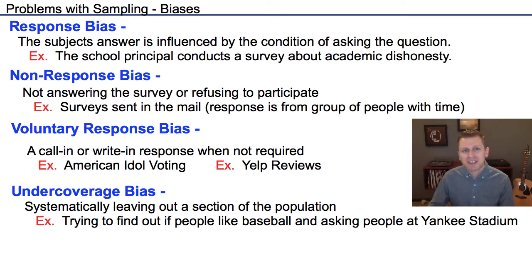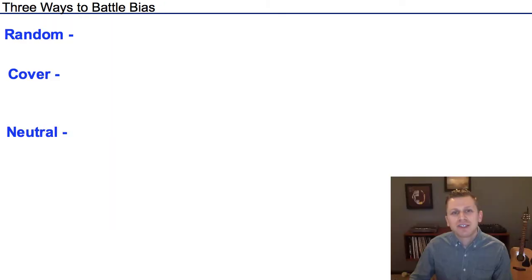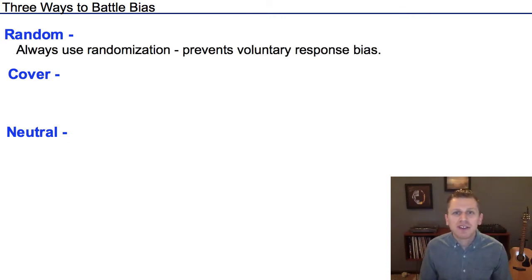Finally, before we jump into questions, let's talk about how to prevent bias. There's 3 things that you should keep in mind when trying to prevent bias when creating a survey. The first thing is to make it random. Always use randomization. This is going to prevent voluntary response bias. For instance, if you're going to ask a sample who they're going to vote for in an election, maybe ask the 10th person that comes out of the subway station. Or maybe you put the numbers 1 through 100 in a hat and you pick a number out, and that number is the person that you ask when they walk out of the subway station. This makes it totally random.